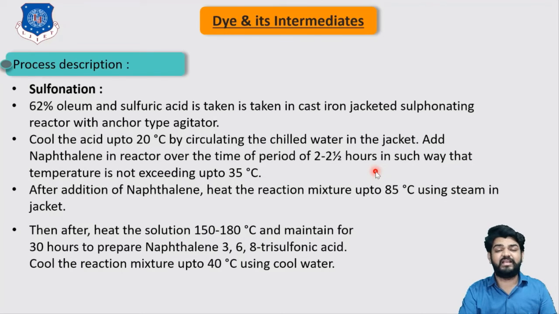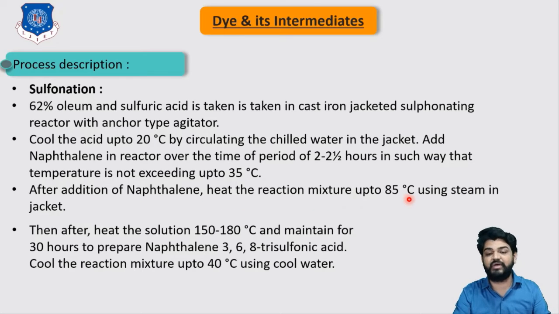This addition of naphthalene is done in such a way that it does not increase the temperature of the reaction mass by more than 35 degrees. As we have understood the sulfonation very well in the previous flow sheet, I am not repeating all these things. After the addition of naphthalene, we heat our reaction mass to 85 degrees Celsius by means of steam. Then this heated reaction mass is again heated to 150 to 180 degrees Celsius and this temperature is maintained for 30 hours to prepare a solution of naphthalene 3,6,8 trisulfonic acid that we have seen in the chemical reaction.